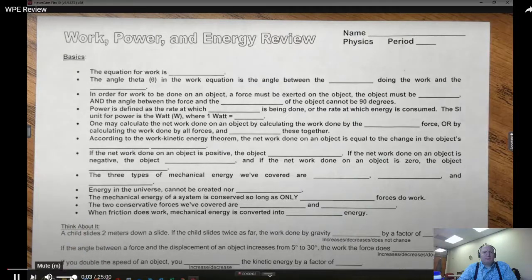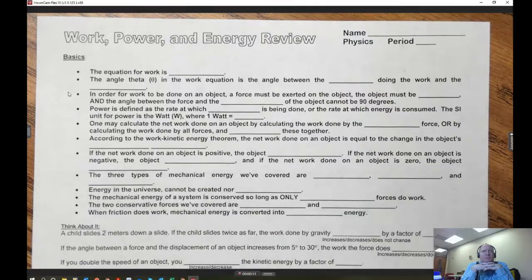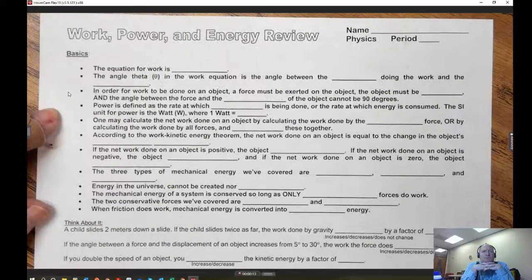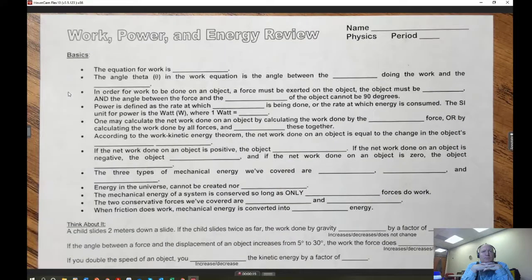Okay, this is our test review for the work, power, and energy unit. And we're just going to go over this together. And I will also upload a copy of it, the filled-in version, so you have a copy. Cool. And I'll put a blank one. So follow along, whatever you need to do.